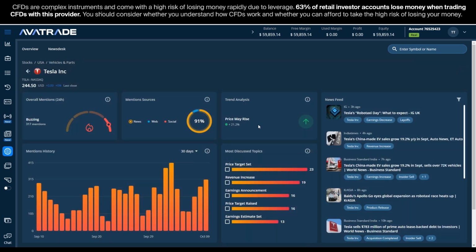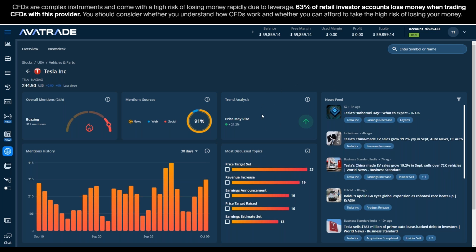Now we can read the fundamentals and see, does the fundamental news support that as well? And there's articles that came out just today, yesterday. This is pretty convincing news. Tesla's China-made electric vehicle sales grow over 19% in September. They sold over 72,000 vehicles in China. Wow, that's pretty big news. That sounds like news that could almost help a technical signal like this.